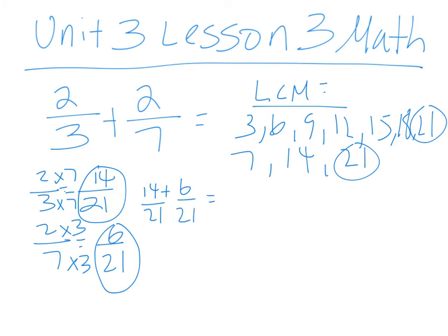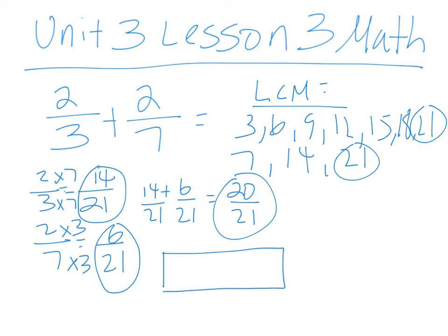And then you add, the denominator stays the same, and you add the top numbers, and the answer would be 20 over 21. Now to show that with rectangular fractions, and showing this with 21sts is hard because that's a lot of parts, but first if you divide this into sevenths, 1, 2, 3, 4, 5, 6, and 7, and then you divide that into thirds, now you have 21 parts. So shade in 14 of them.